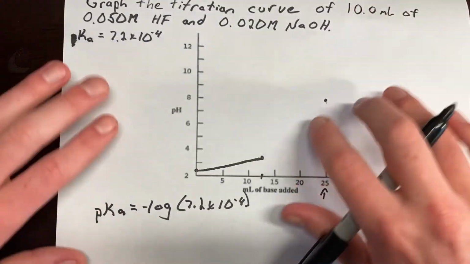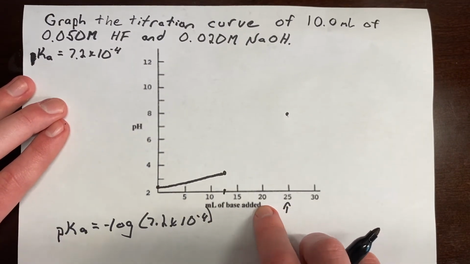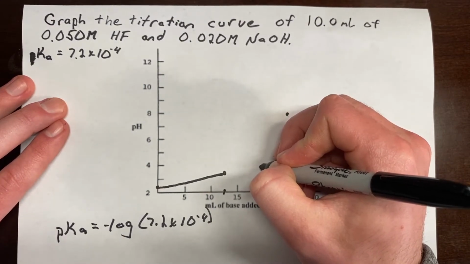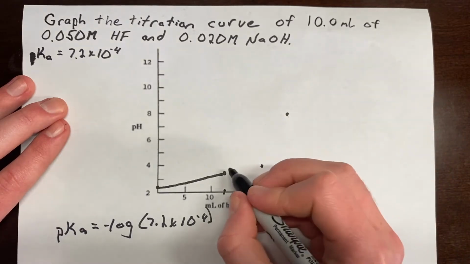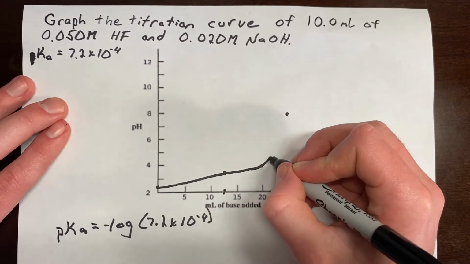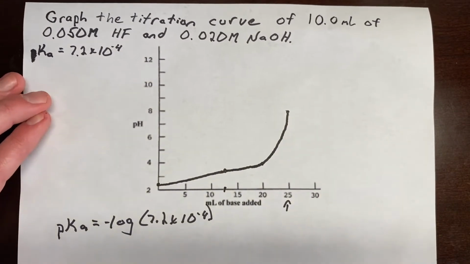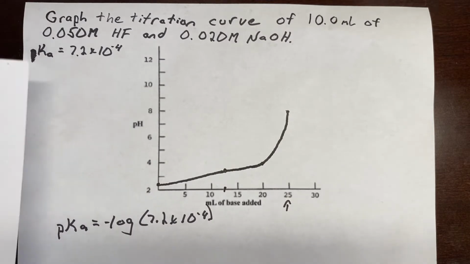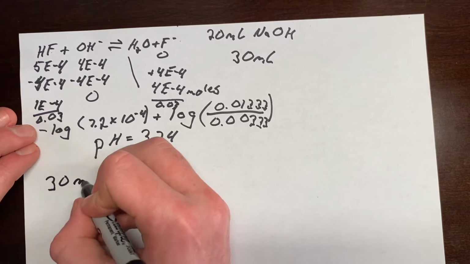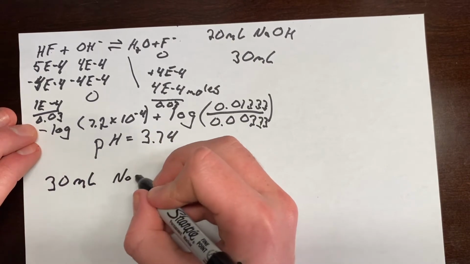All right, so that's going to be another point we can graph. We bring our paper back over. 3.74 at 20 milliliters added. It's not too big of a jump. We could go like that, and like that. Now we're going to have our 30 milliliters. Okay, so now our last one is we're going to find the pH at 30 milliliters of NaOH added.